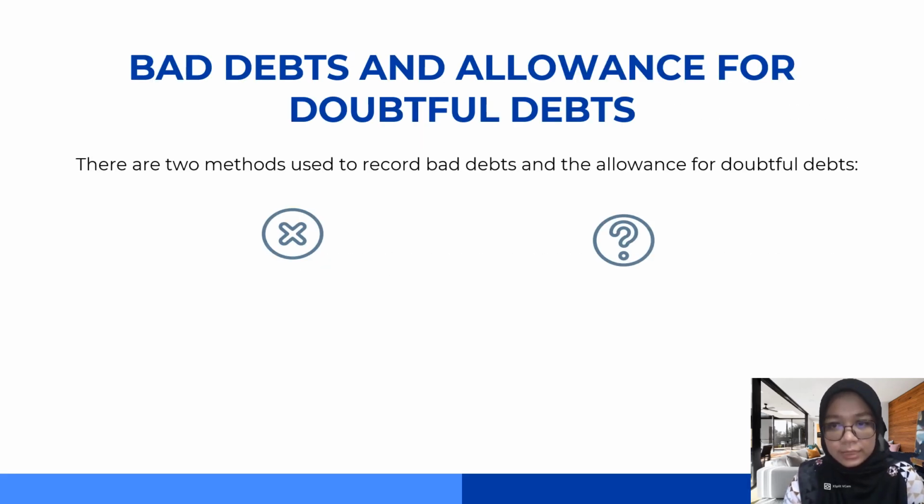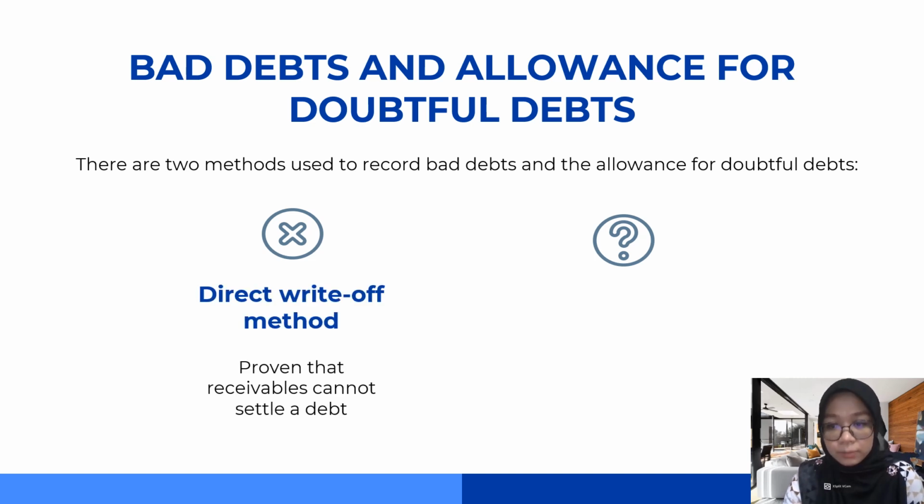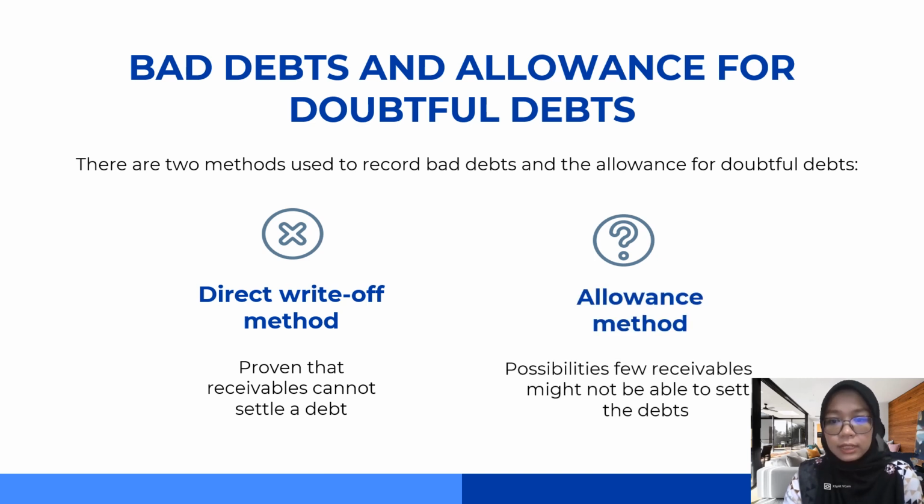So, bad debts and allowance for doubtful debts. There are two methods used to record bad debts and allowance for doubtful debts. The first method is the direct write-off method, when it is proven that a receivable cannot settle a debt. And the second is the allowance method, when there is a possibility that a few receivables might not be able to settle the debts.